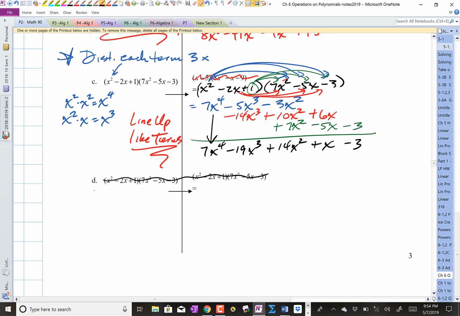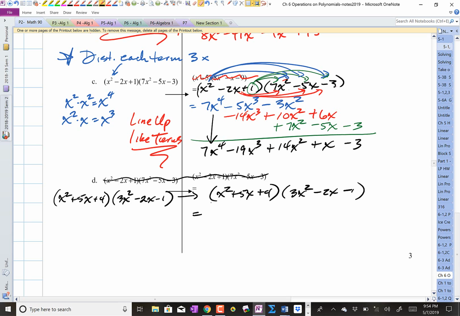this needs to be changed, so let's change it. So let's change it to x squared plus 5x plus 4 times 3x squared minus 2x minus, I don't know, minus 1. Here we go. All right, so let me rewrite it over here. I got x squared plus 5x plus 4. All right, times 3x squared minus 2x minus 1. All right, and let's distribute.